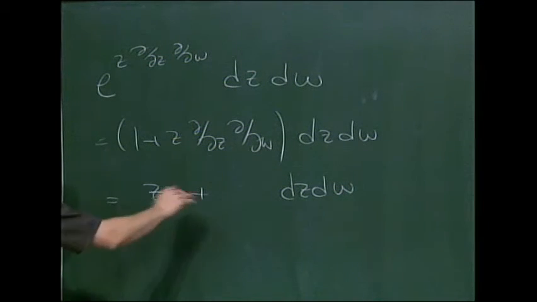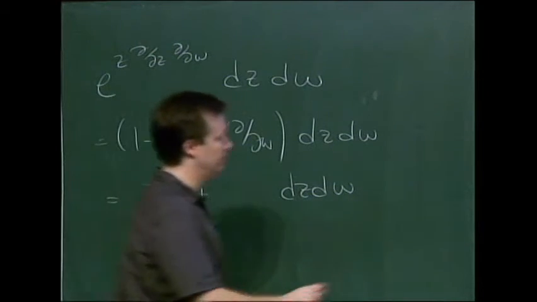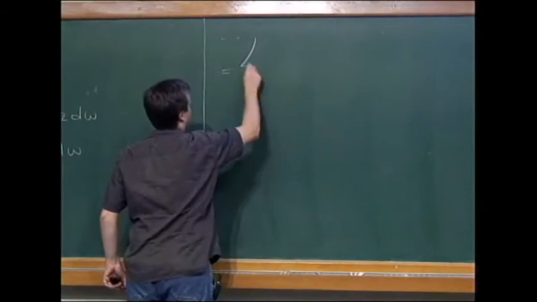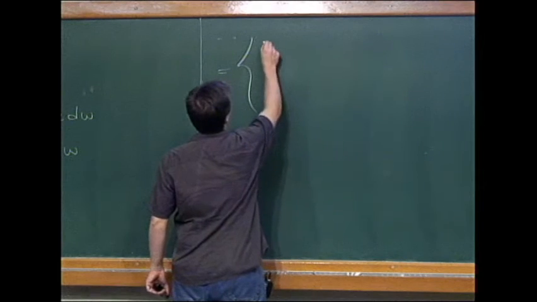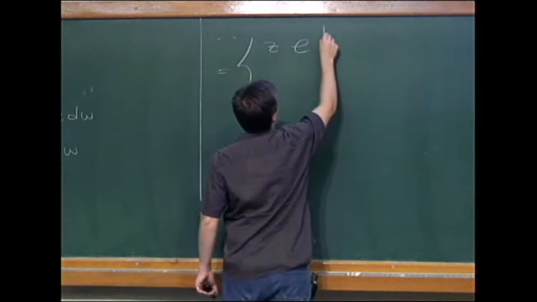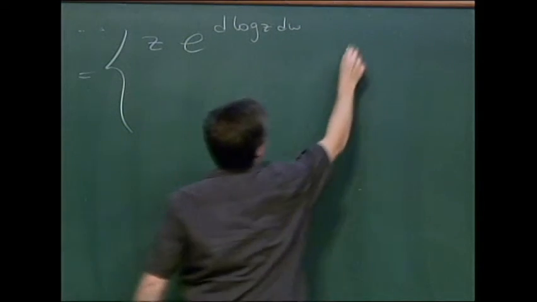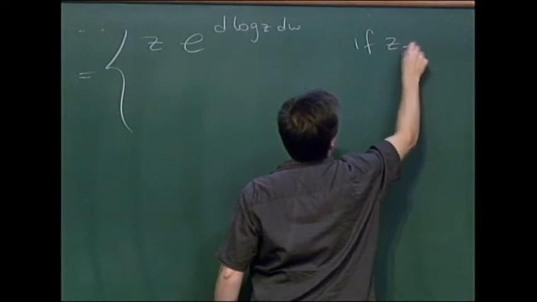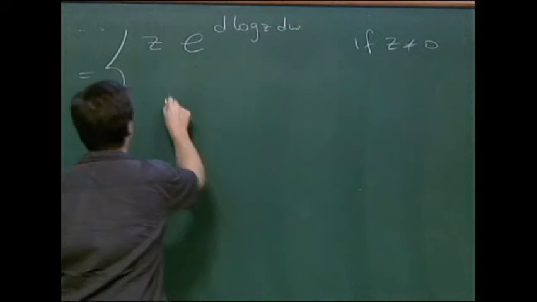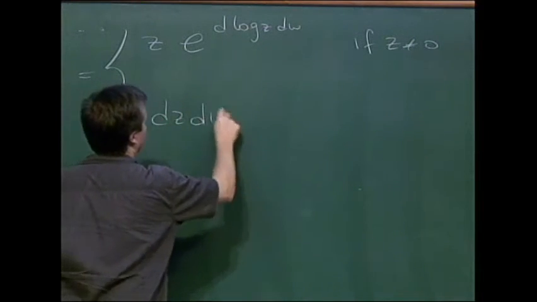And it's useful to write it in two different ways. One of them is that it is z times e to the d log z dw, if z is non-zero. And it is just dz dw if z is 0.